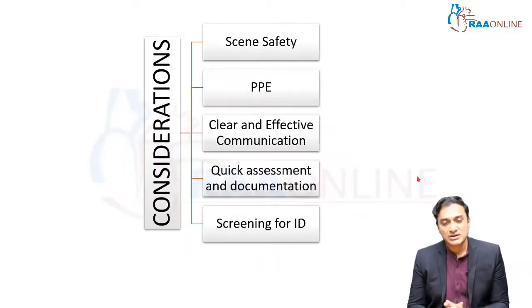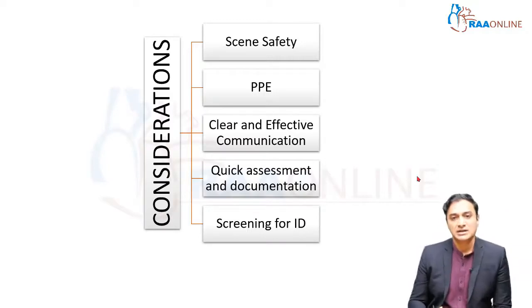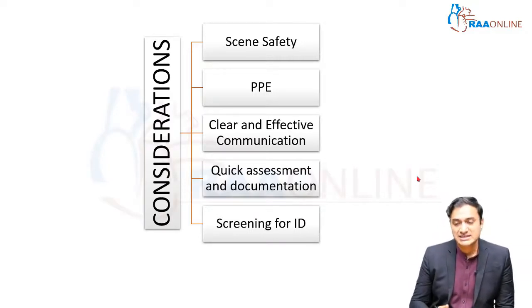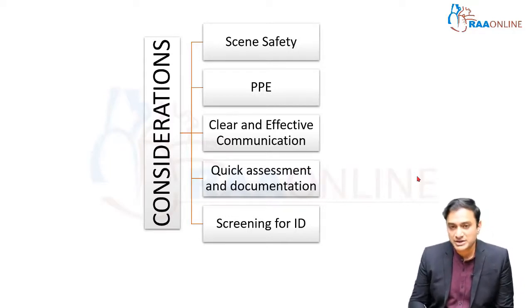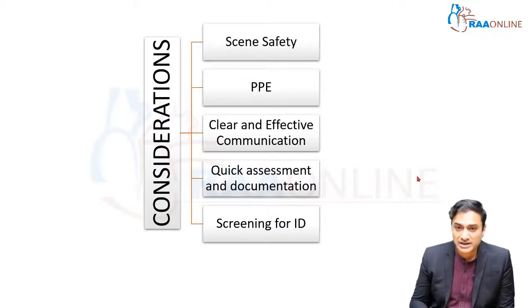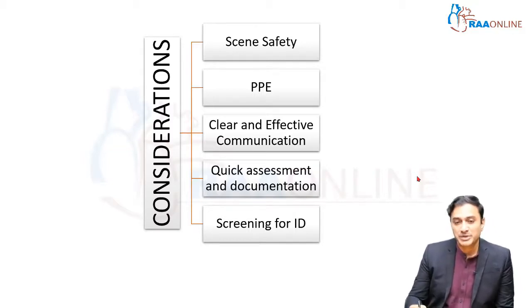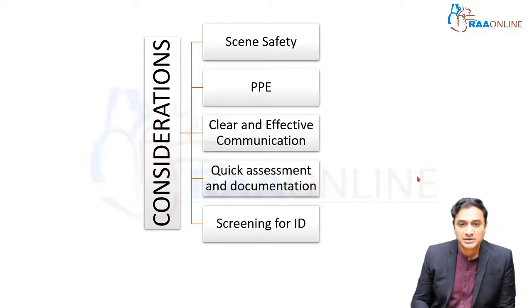Now, some considerations, or things we have to keep in mind before triaging the patient. One, as with any intervention by a healthcare professional, scene safety and personal safety are of utmost importance. You should always make sure that the scene is safe for you as well as for the patient to whom the service is being provided. Second is personal protective equipment. It has always been important and never more so than now, in light of our ongoing COVID pandemic. Whatever the resources available, the appropriate PPE should be donned by the healthcare providers.